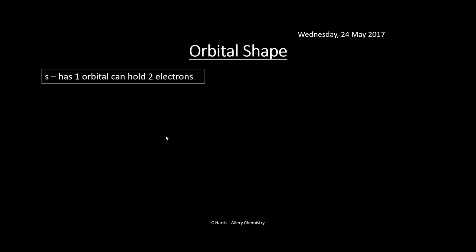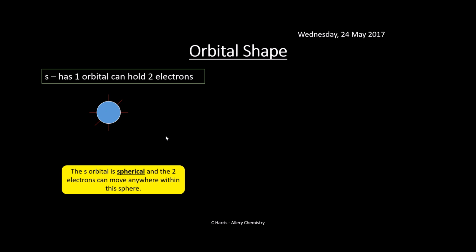Okay, so let's look at some orbital shapes. Remember we looked at the 4 different subshells, and then we looked at the orbitals within that subshell. So now we're going to look at the s orbital and see what it looks like and how many electrons we can fit in. Now you can see we fit 2 electrons in there, and it's spherical in shape. It's a sphere, holds 2 electrons, and basically the electrons can move anywhere within that sphere. That's what it basically means.